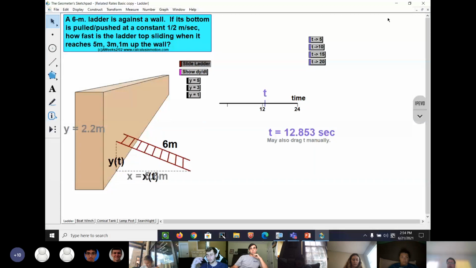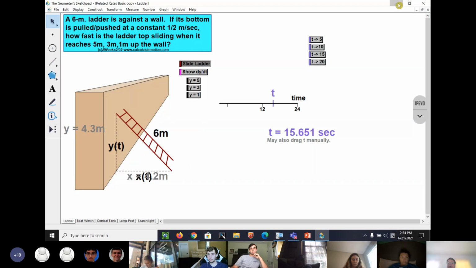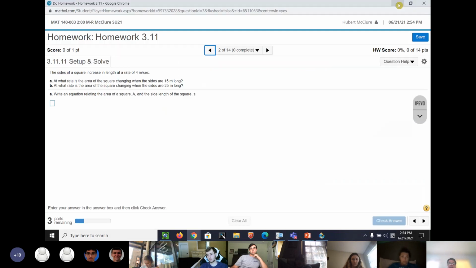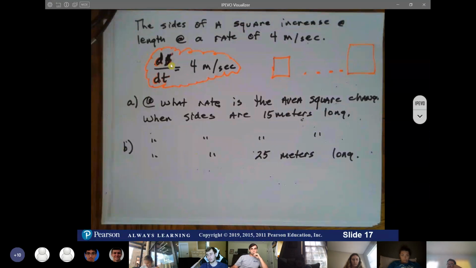So the rate of growth on the sides, the difference in the sides with regard to time, is 4 meters per second. Okay, well, that's nice, Hubert. We understand. What do you do first? Well, the first thing you got to do is get an equation. What are we talking about in this question?